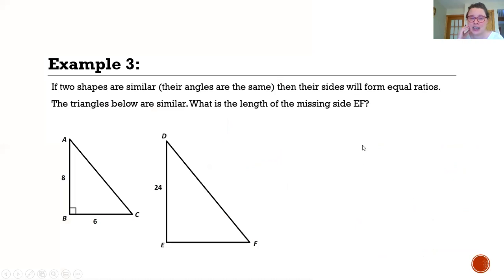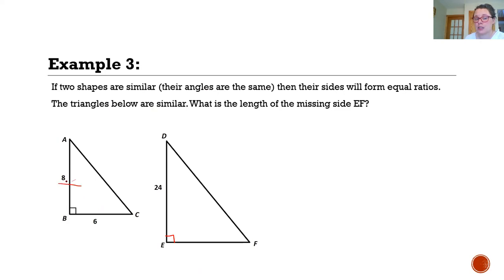All right, for our next example, we're looking at shapes. So in this question, 2 shapes are similar if their angles are the same. So these 2 triangles are similar. This one has a right angle here, and this one's not drawn in, but there should be a right angle there. So these 2 shapes are similar. If they're similar, then their sides will form equal ratios. So the ratio of side AB to side BC should equal the ratio of side DE to side EF. So these ratios should match.